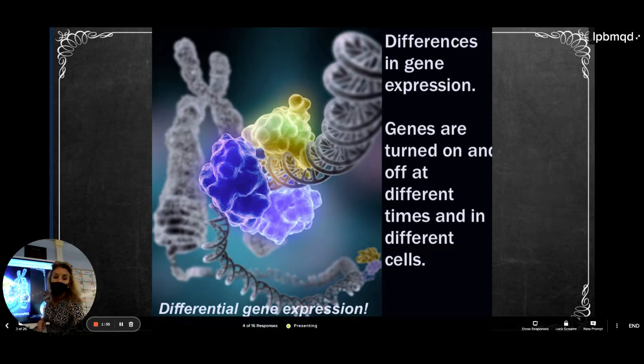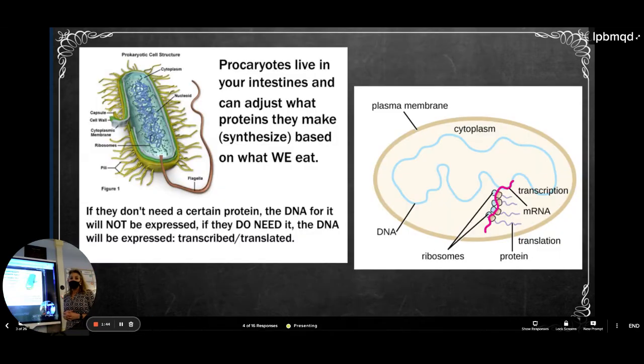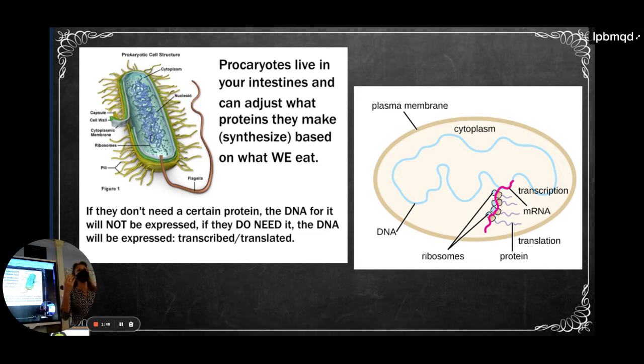To understand this a little bit better, we start by talking about prokaryotes. So we go with the simplest first. Prokaryotes are going to adjust, making whatever proteins they need in the moment. When we look at a prokaryotic cell, remember it has a single circular chromosome, and when it makes mRNA, as soon as it starts building the mRNA, it can immediately be translated.